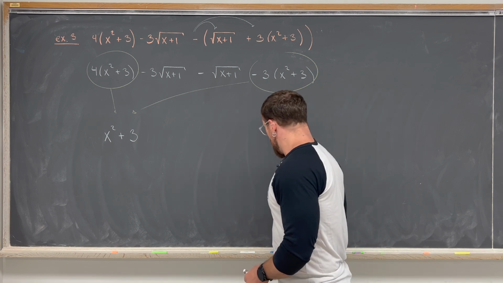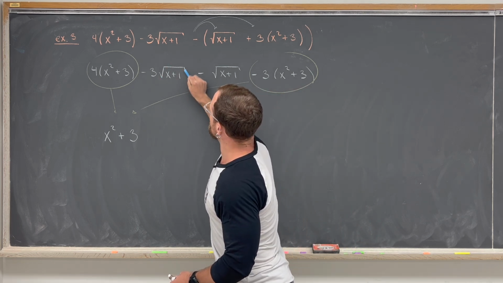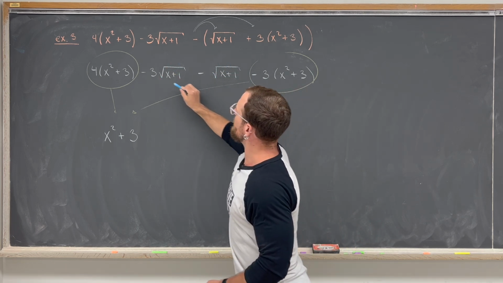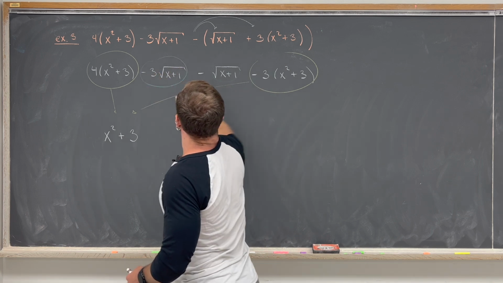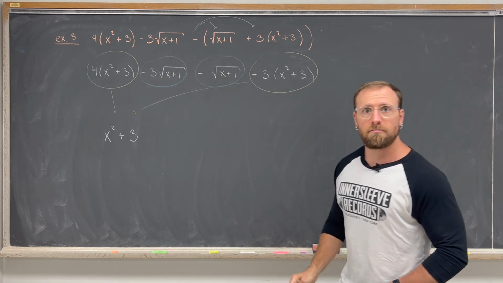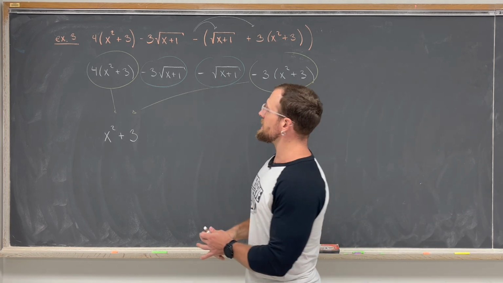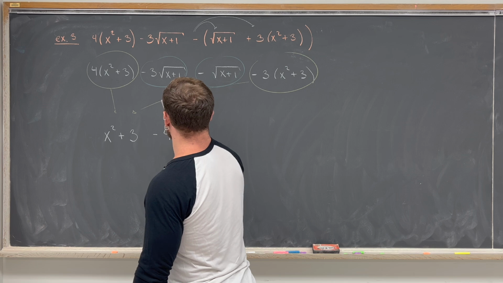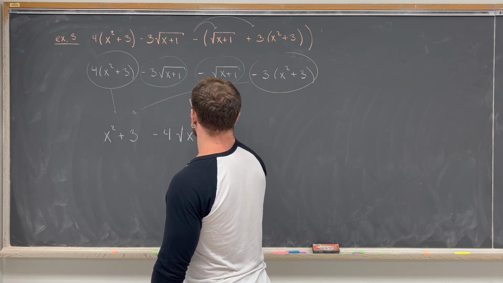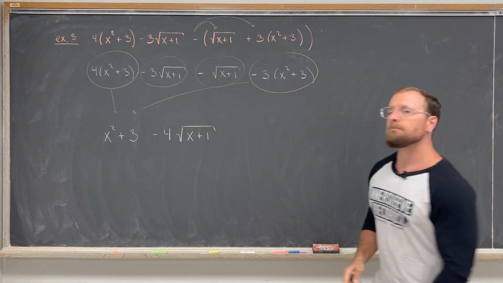Now, I see the square root of x plus 1 here and the square root of x plus 1 here. I've got minus 3 of them and then minus another one of them. So that's minus 3 of these things minus another one of those things. That's minus 4. That's minus 4 square roots of x plus 1. And that's it.